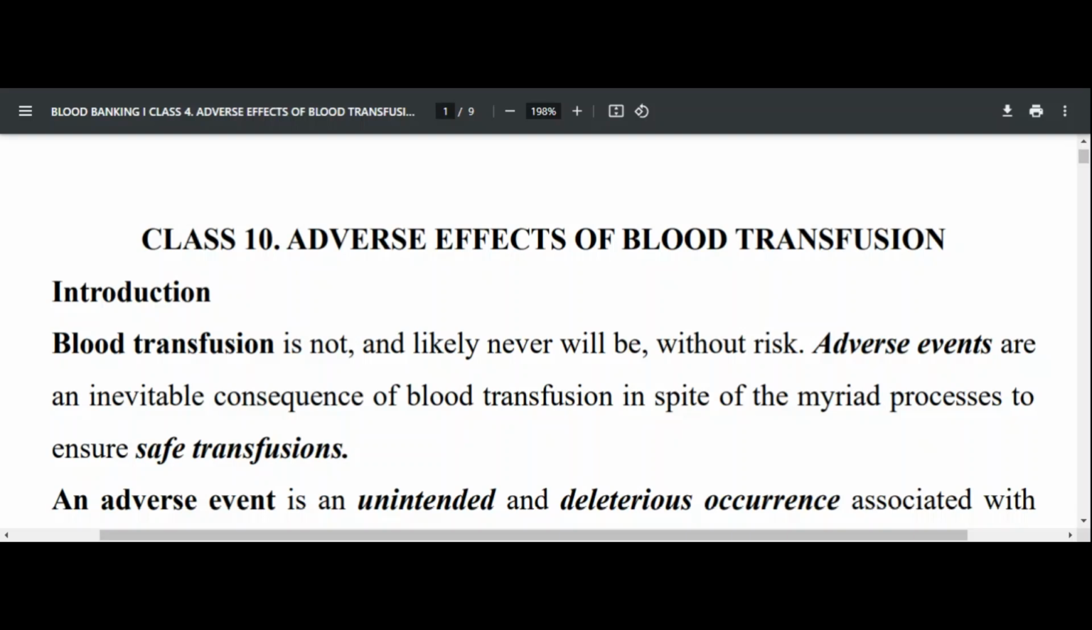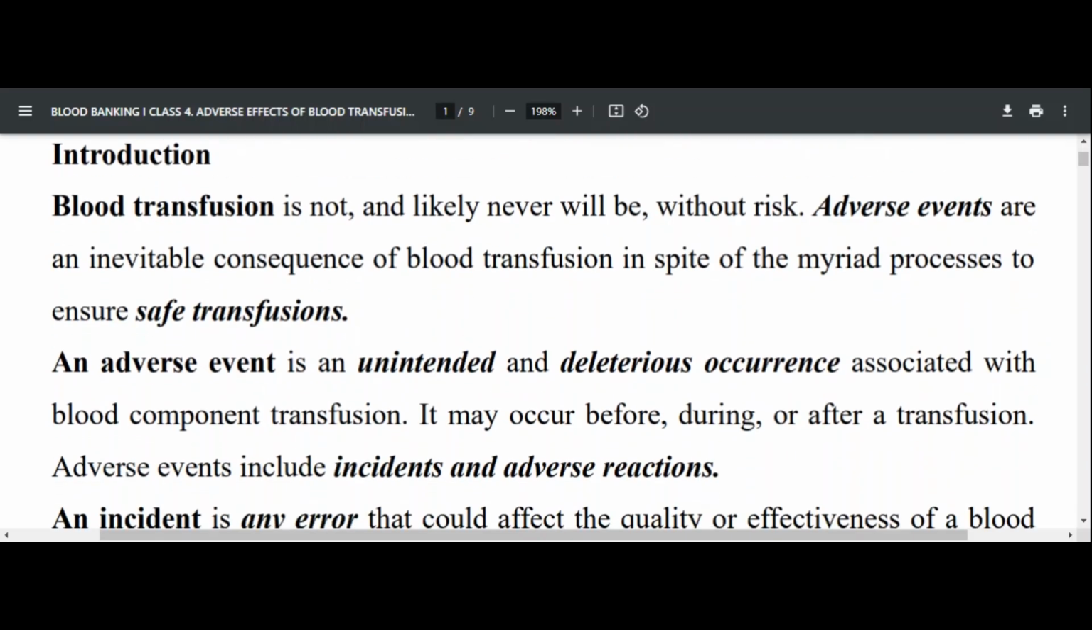transfusion will never be without risk. That's why adverse events always occur during transfusion or after transfusion, and we are going to discuss them. Those are the adverse effects of blood transfusion.